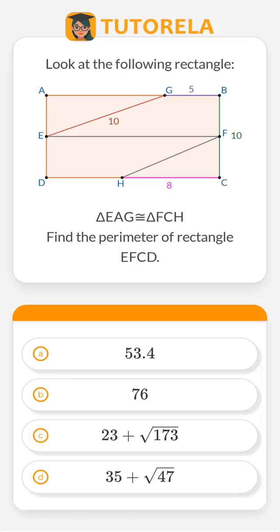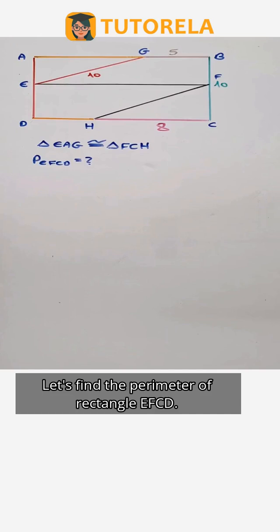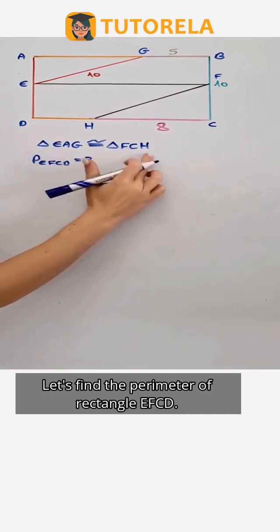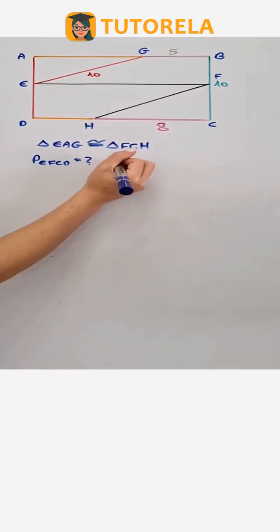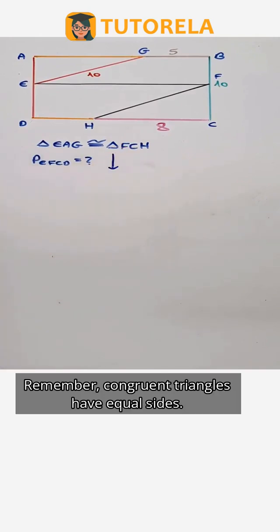Look at the following rectangle. Triangle EAG is congruent to triangle FCH. Find the perimeter of rectangle EFCD. Let's find the perimeter of rectangle EFCD. Remember, congruent triangles have equal sides.